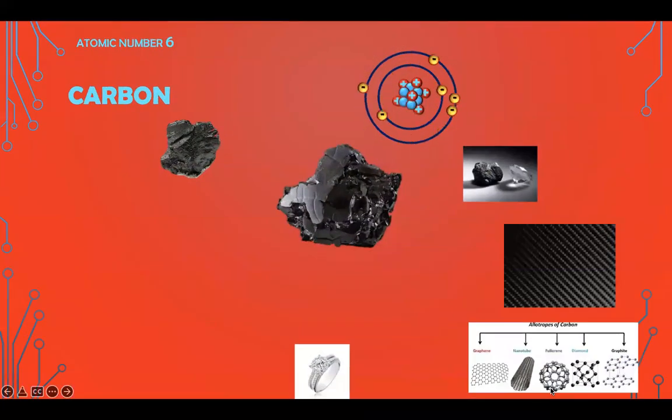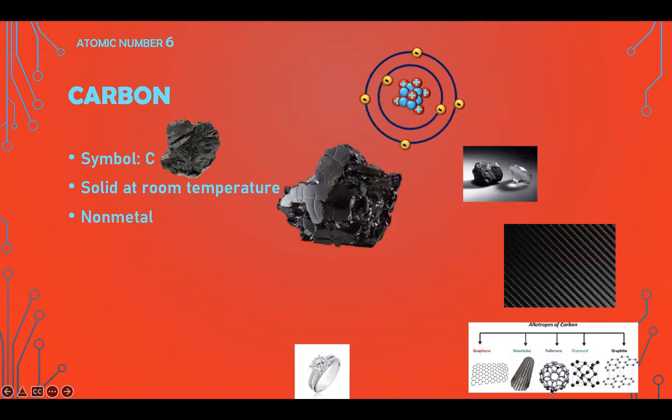Now we come to the next element, which is carbon. Carbon's symbol is C. It is one of my favorite elements. Carbon is a solid at room temperature. Regardless, carbon is a non-metal. It's pretty well heard of. It is black and lustrous. Carbon kind of has a luster, and it is a very dark black in color.